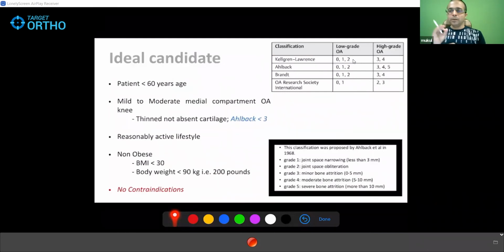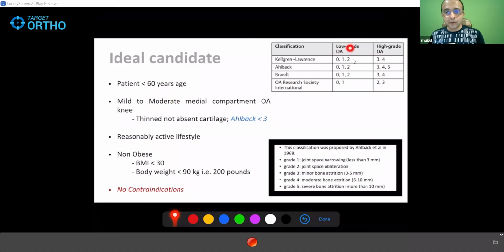Now HTO is a knee preservation surgery. You're trying to delay a TKR. So you have to identify the perfect candidate because it is going to have limited indications. First of all, it is never done when the age crosses 60. We opt for a replacement only. Mild to moderate OA should be there. It should not be severe OA.